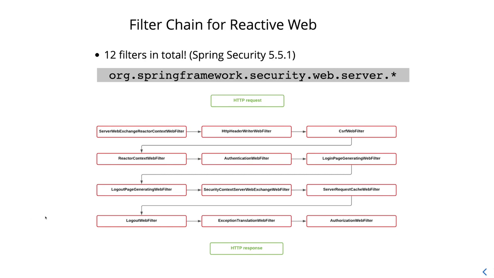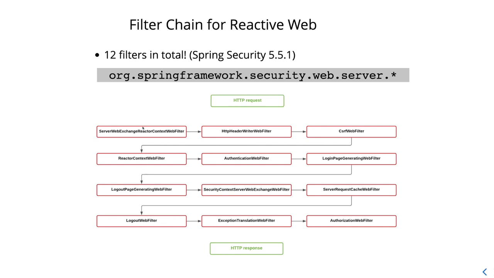Some of the filters shown here have been adjusted for reactive web, but the chain would look pretty much the same for the traditional MVC model. As I said, the order matters. So each request is thus validated by the chain of 12 filters, and only then is the response returned to the client. The validation starts with an entry point.